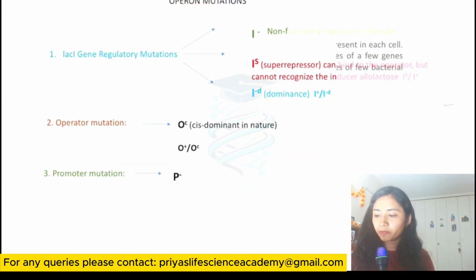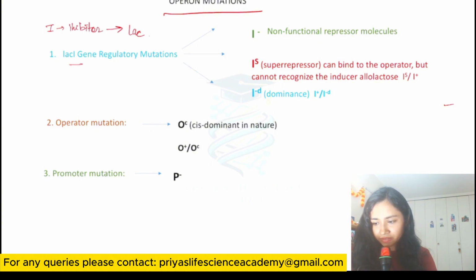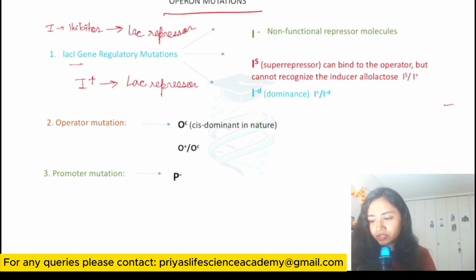Now we will read some operon mutations. There are some mutated forms of the genes which are present on the operon. So we have read about a lot of genes present on the Lac Operon. Firstly, we will see what are the mutations present in the lacI gene. I told you I is for inhibitor, which produces Lac repressor. So there are several forms of mutations in the I gene. The functional form of lacI is lacI plus, which produces the functional, wild type form of the Lac repressor.